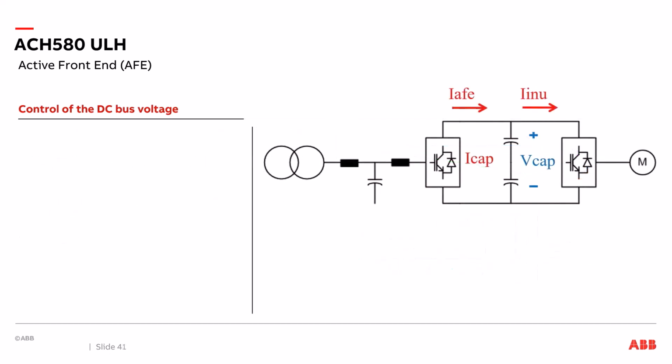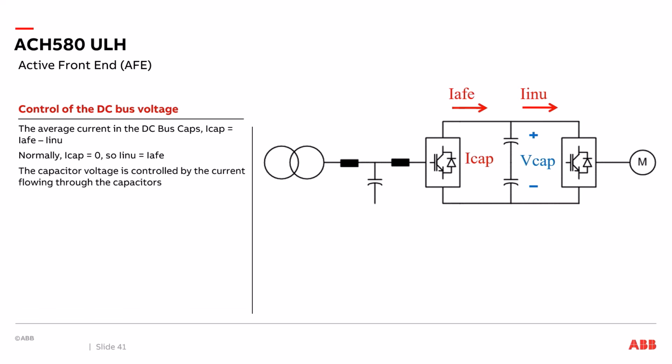The overall function of the active front end is to maintain the voltage on the DC bus caps by controlling the current from the transformer. The average current on the DC bus caps is the difference between the current in the active front end and the current in the inverter unit going to the motor. Normally, I cap is equal to 0 because the active front end and the inverter unit currents are equal to each other. For a capacitor, voltage is controlled by the current flowing through the capacitor. If the load increases, the voltage in the cap decreases, and the active front end changes its phase angle to increase the active front end current and bring the cap's voltage back up to normal.